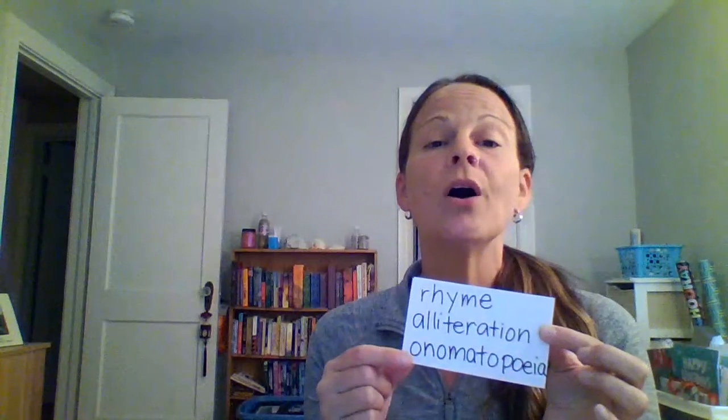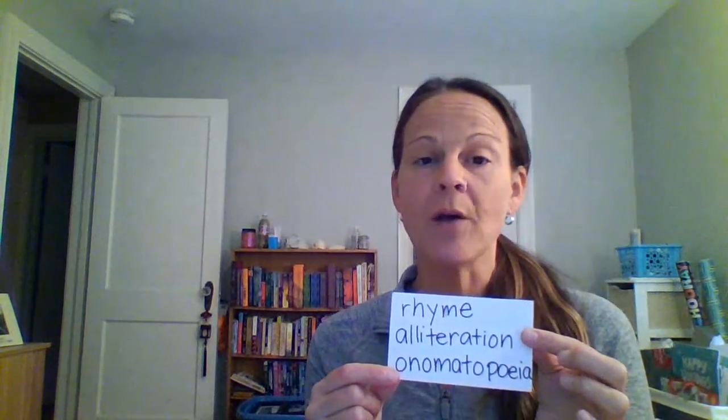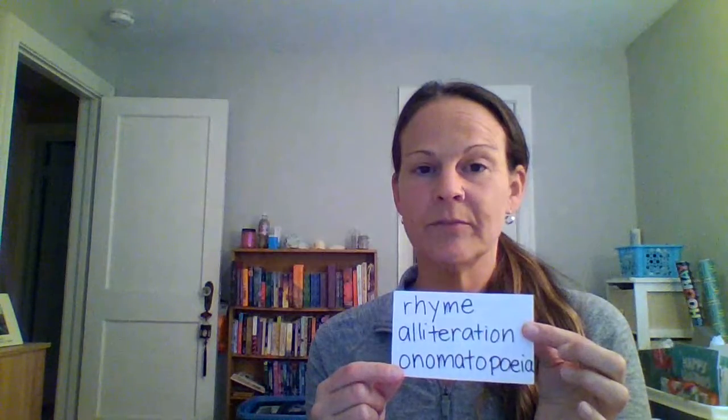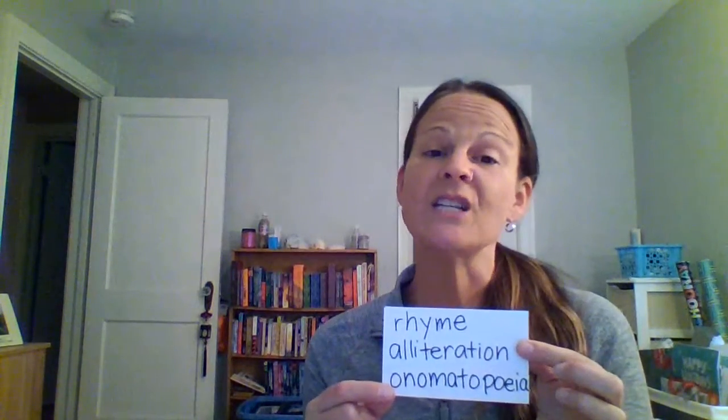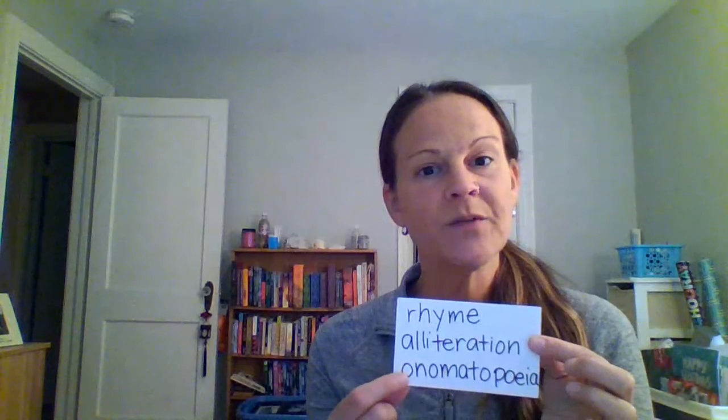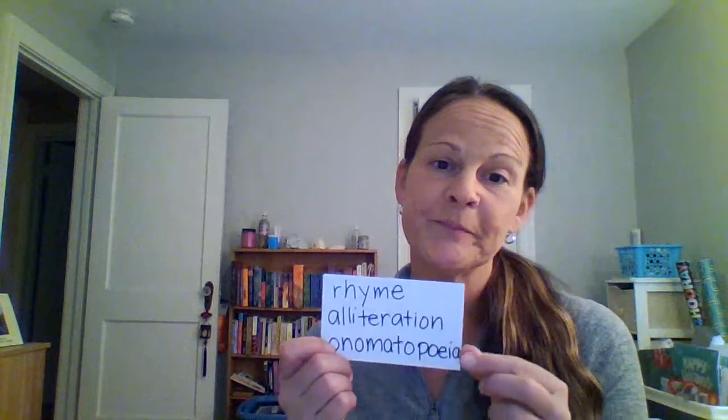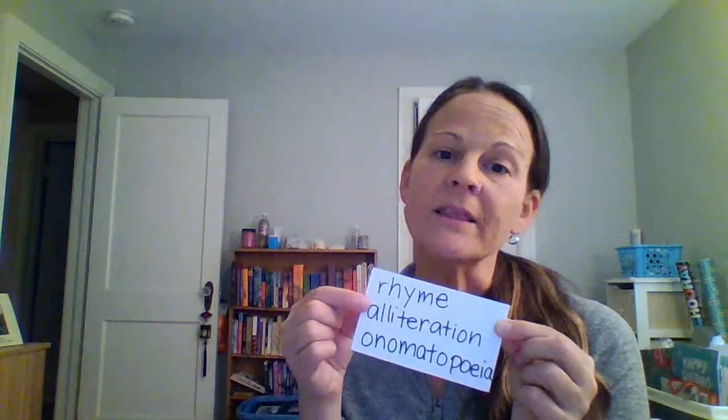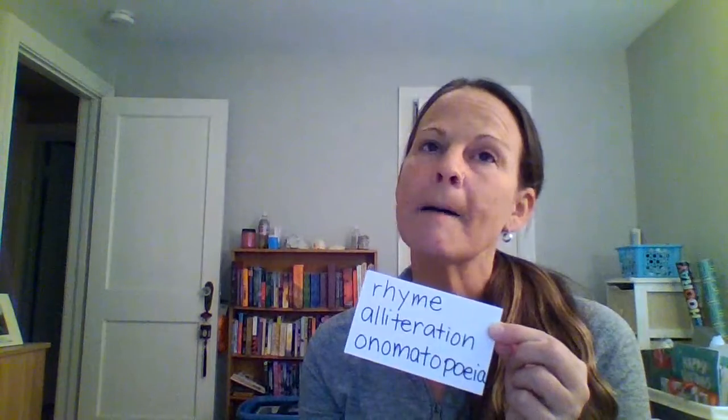If you said onomatopoeia, you're right. There are 2 words in that sentence that imitate the sound they're describing. So listen again. The dog barked, woof, and growled, grrr. So woof and grrr are examples of onomatopoeia. Okay, here's another one. The dirty dog did some digging in the dirt. Rhyme, alliteration, or onomatopoeia?